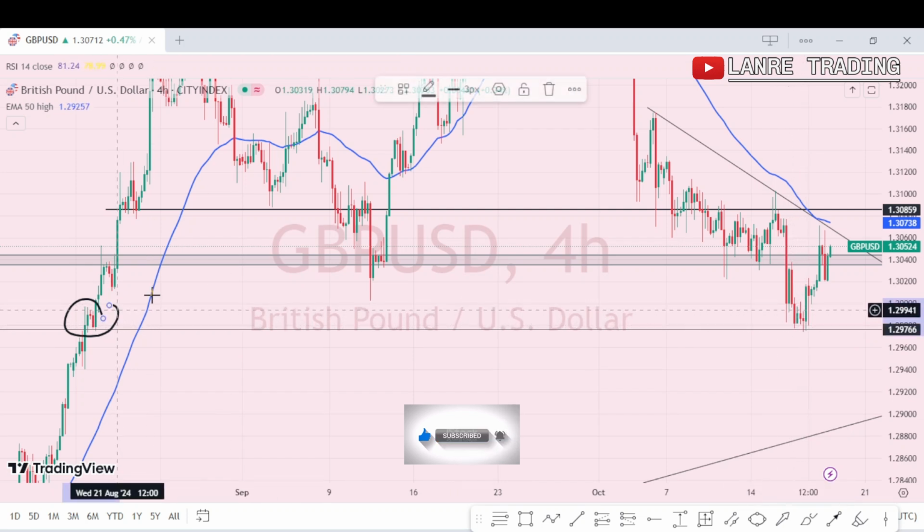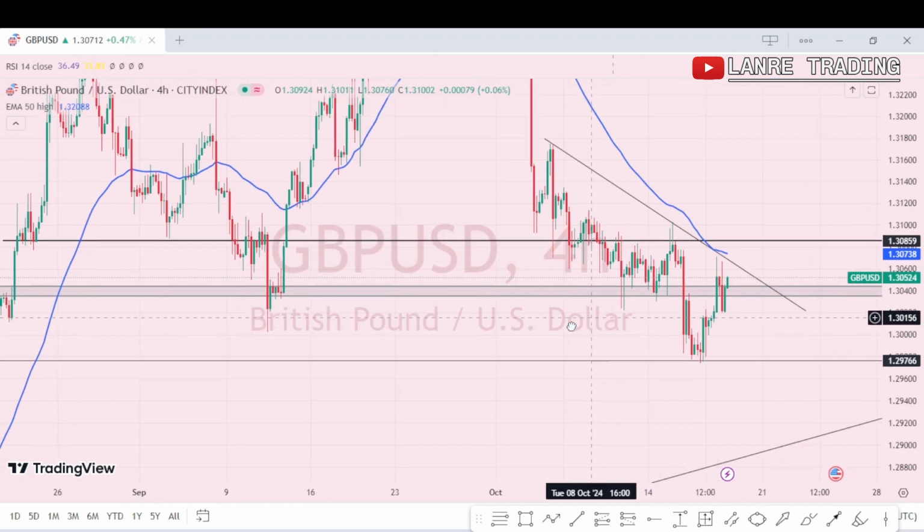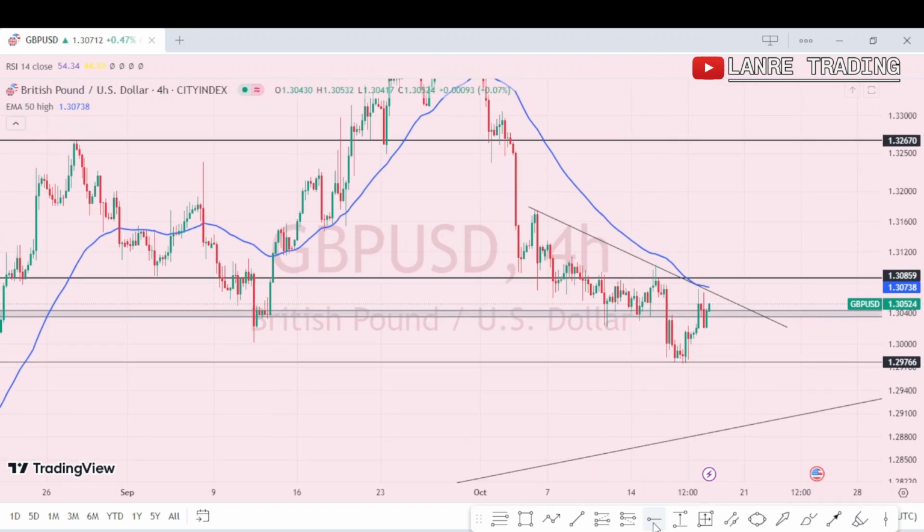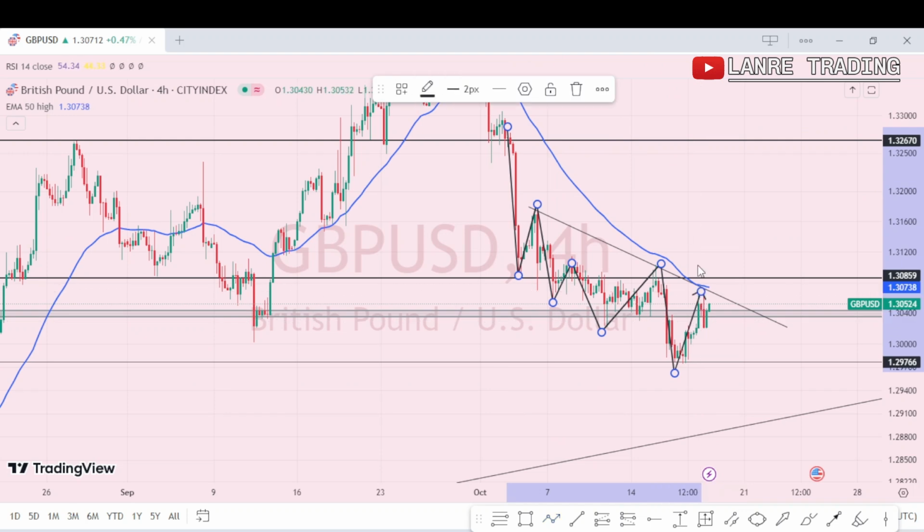So now the only thing we want to patiently do here is, you see, in the bearish move, price creates a series of lower low, lower high, lower low, lower high, lower low, lower high.